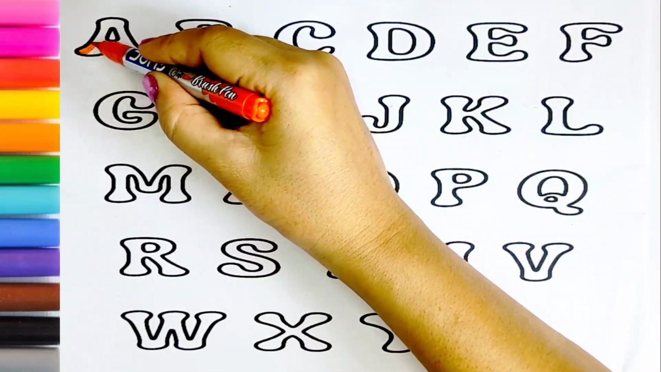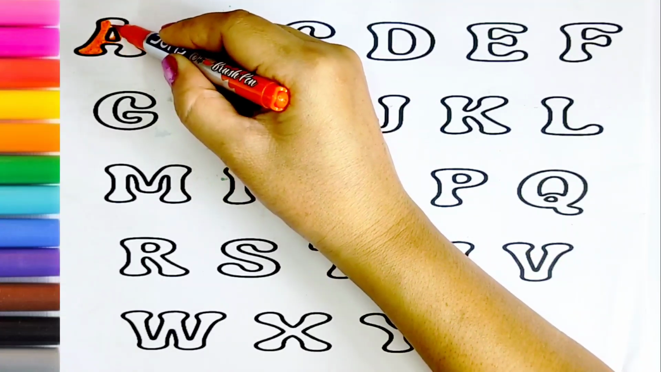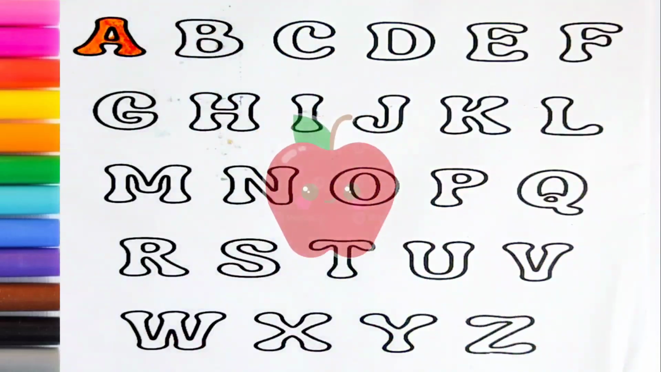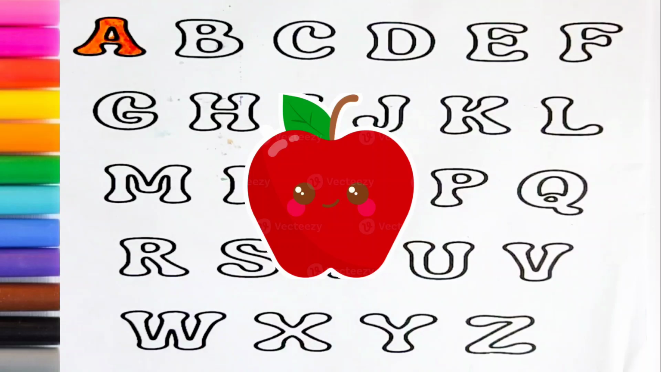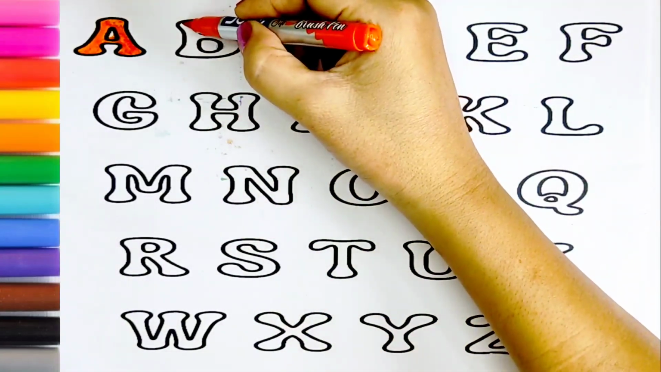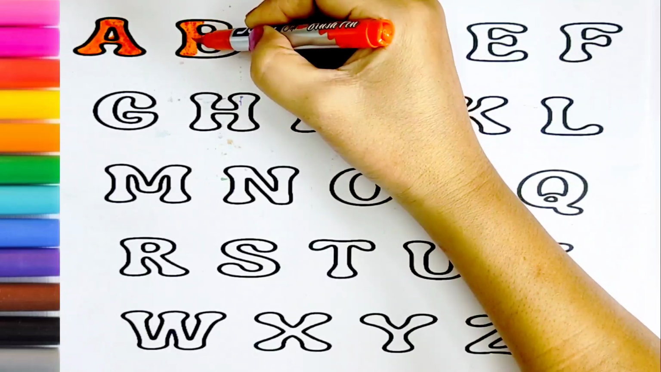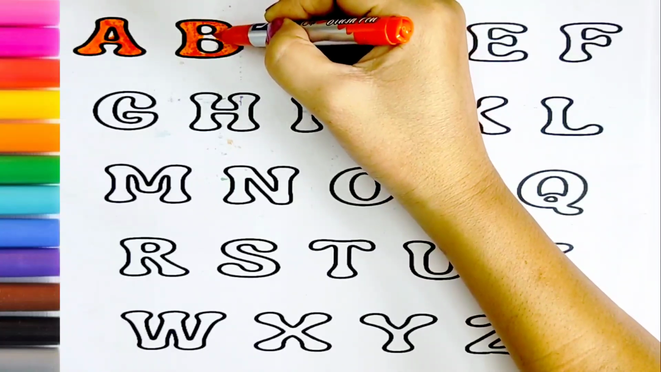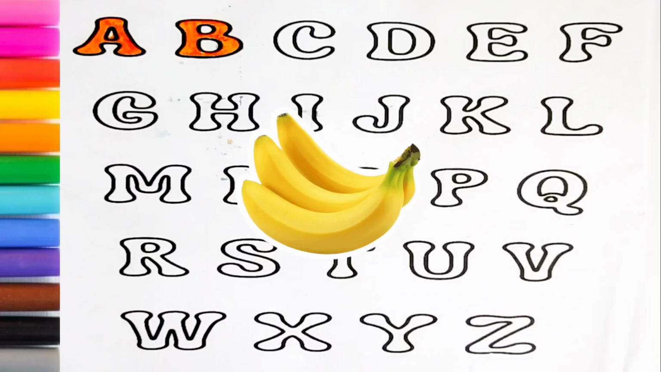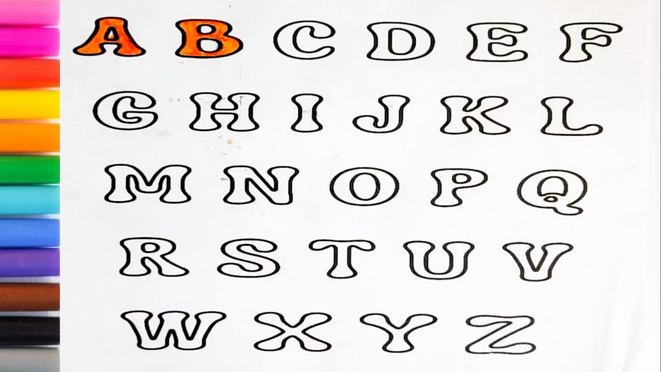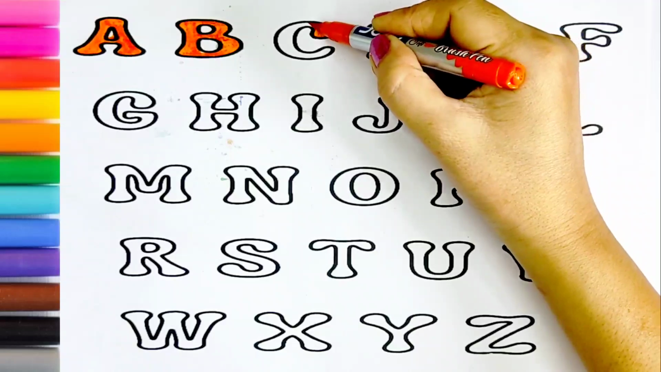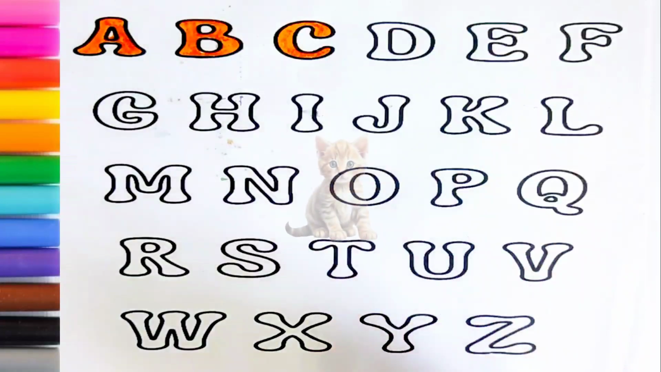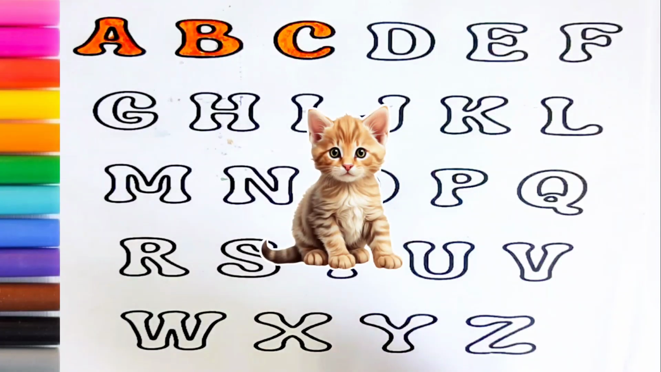Orange color. A, A for apple. B, B for banana. C, C for cat.